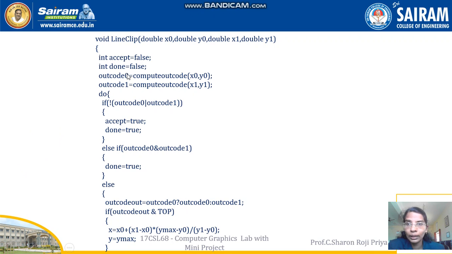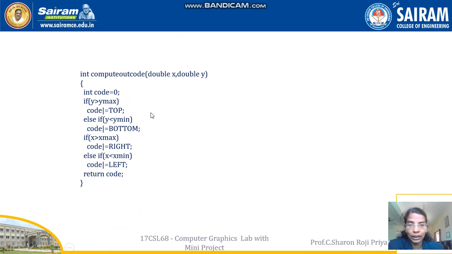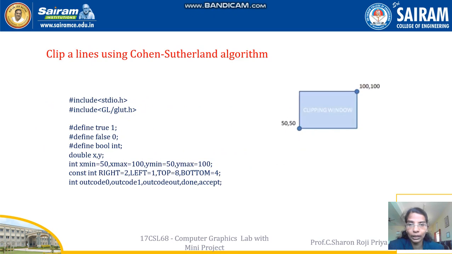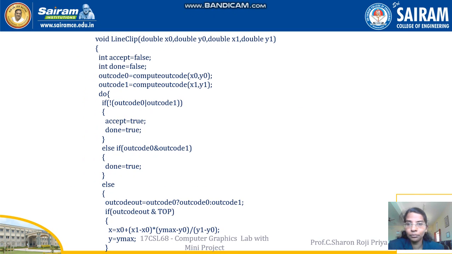Now here in this line clip, after calculating the region codes of the endpoints of my line, I have to take OR operation. As I told in the algorithm, take OR operation. If the answer is false, then it shows line is inside my clipping region. If the answer is not false, line is outside, otherwise it is intersecting, right?